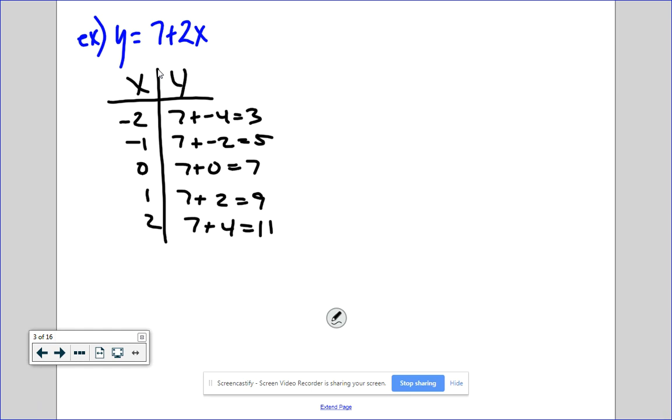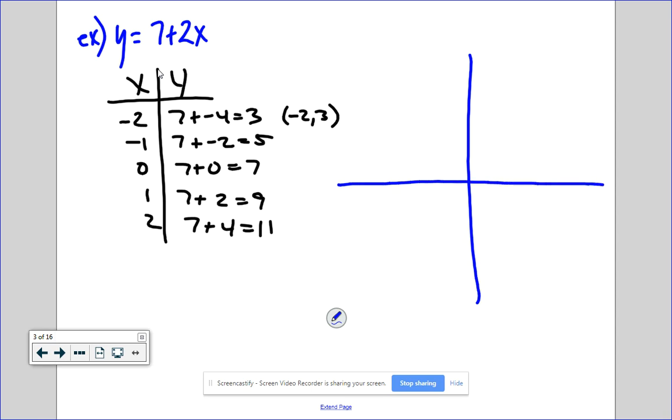Now, just to remember, if I was going to plot this, it's really -2, 3. So I'll go -2 and up 3. You can graph it that way. What I'm going to show you is the analytical way, using the formula.